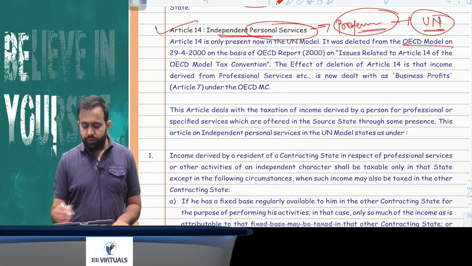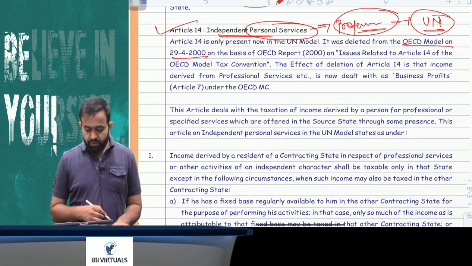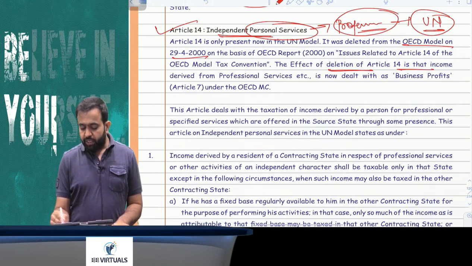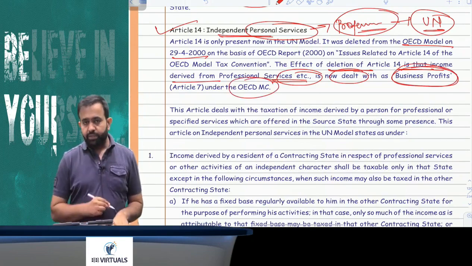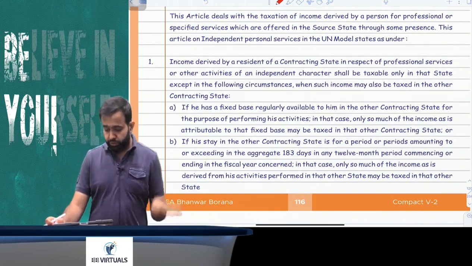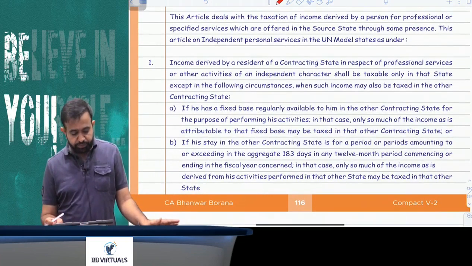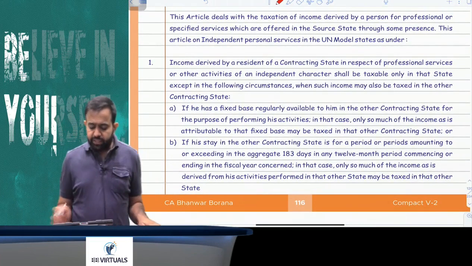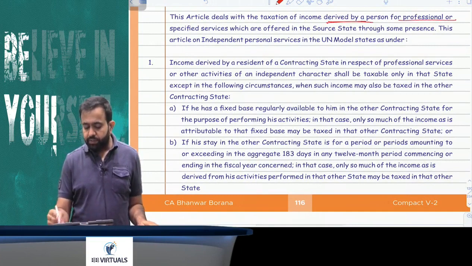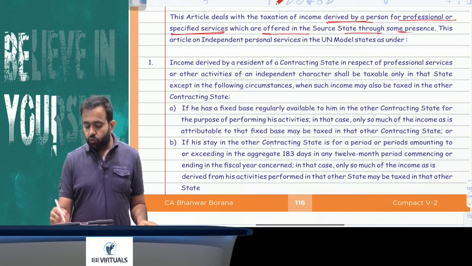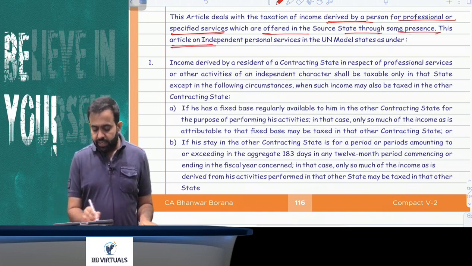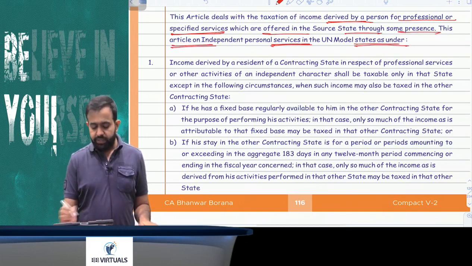It was deleted from the OECD model on such and such a date. The effect of deletion of Article 14 is that income derived from professional service is now treated as business profit under Article 7 only, in the business income under the OECD model tax convention, but in the UN model professional service is there. Pay attention. The article deals with the taxation of income derived by a person for professional and specified services which are offered in the source state through some presence. This article, independent personal service in the UN model, states as under.